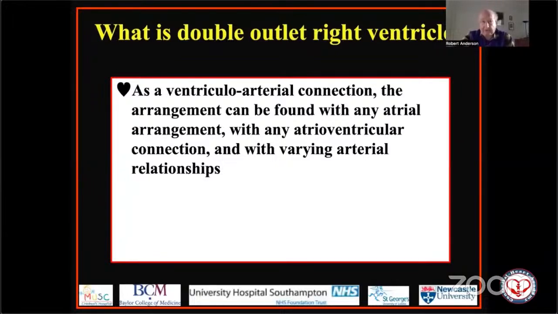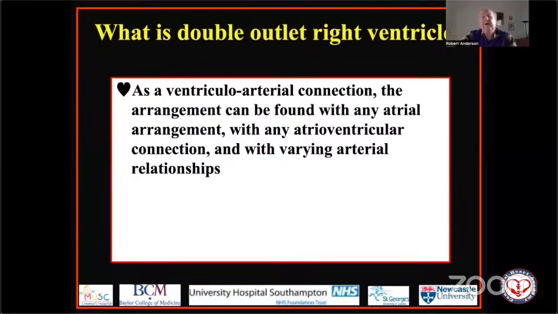And of course, the atrioventricular connection can change as well. So when there is right isomerism, the atrioventricular connections will be mixed. We can find double outlet right ventricle with discordant atrioventricular connections. And then the relationship is going to be very similar to congenitally corrected transposition. But today, again, I emphasize we're only going to be showing you examples of double outlet right ventricle in the setting of usual atrial arrangement with concordant atrioventricular connections.